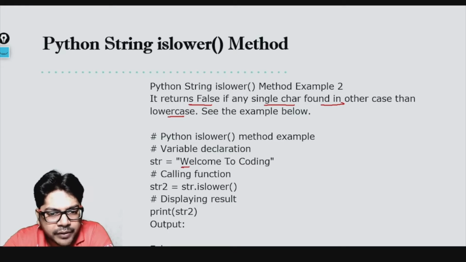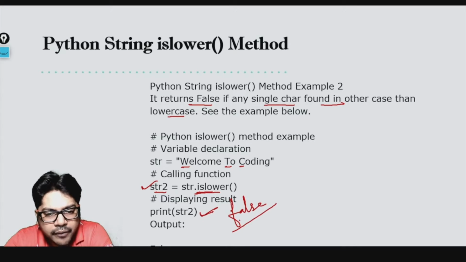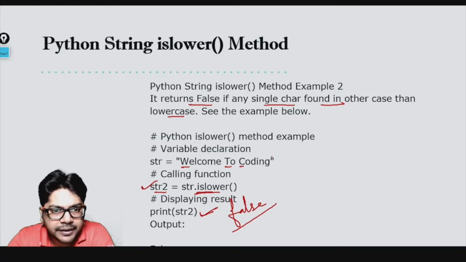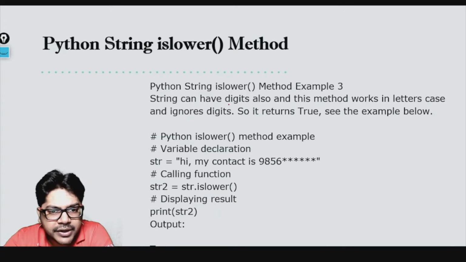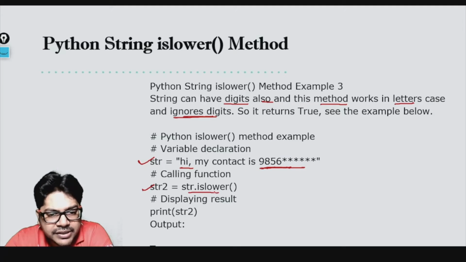Look at this example: Welcome to coding. W, T and C are capital letters. So if you are checking str2 equal to str dot islower and you are trying to print it, you are going to get false. Why? Because here there are capital letters. Look at the third example. A string can have digits also, and this method works on letter case and ignores digits. So even if you have digits in it, it is not going to give any error. We have str equal to hi, my contact is this much, and then str dot islower is going to give you true, because this method works on letter case and ignores digits.